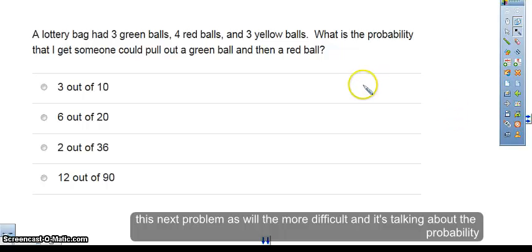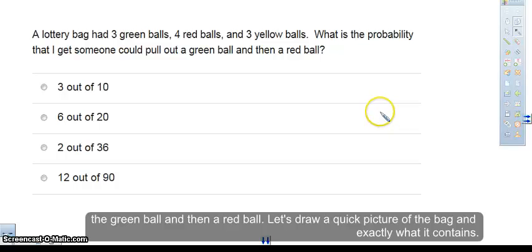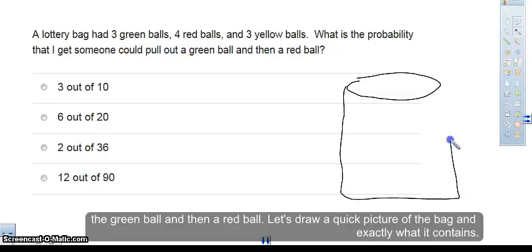This next problem is a little bit more difficult, and it's talking about probability. A lottery bag has 3 green balls, 4 red balls, and 3 yellow balls. What is the probability that I get someone to pull out a green ball and then a red ball? Well, let's draw a quick picture of our bag and exactly what it contains.